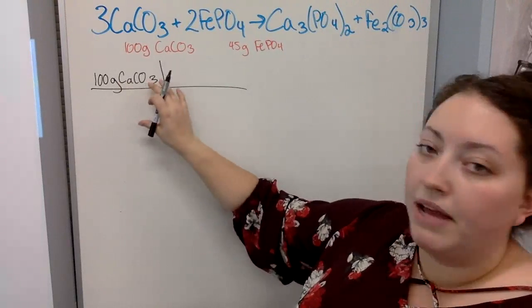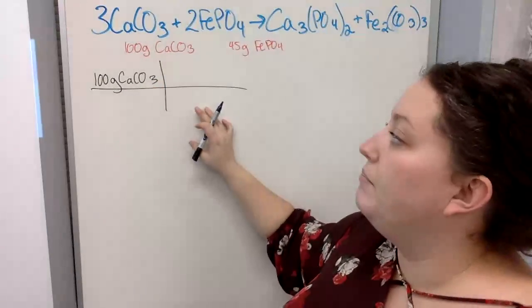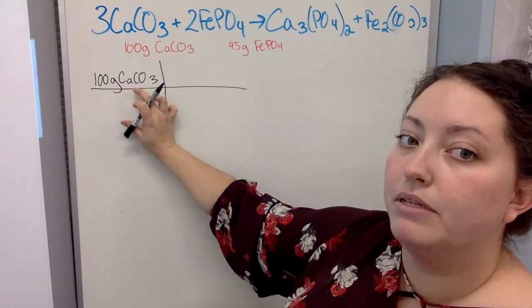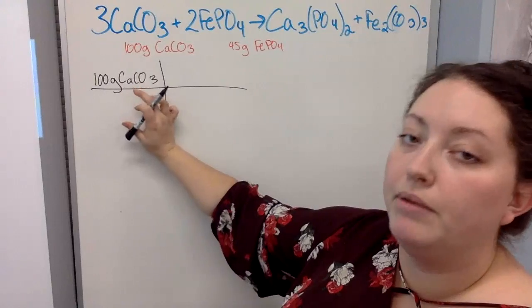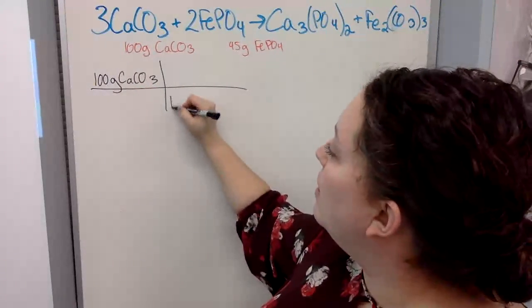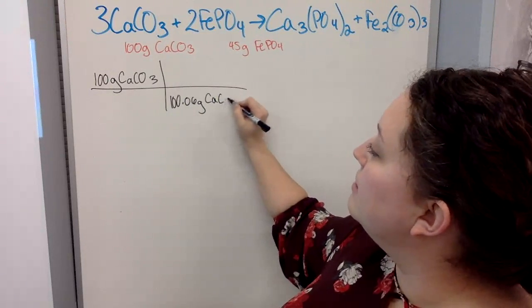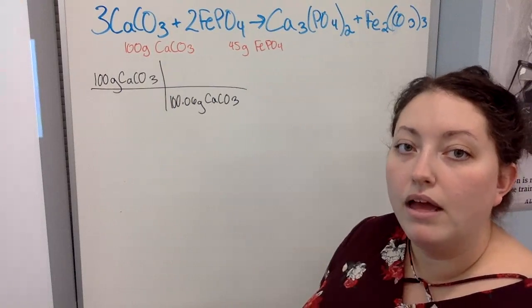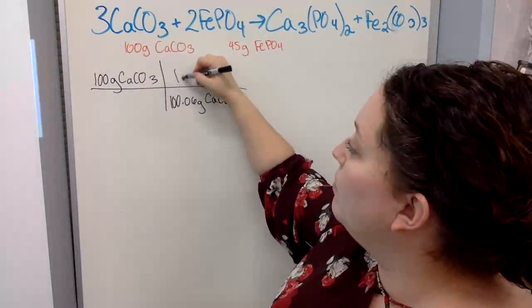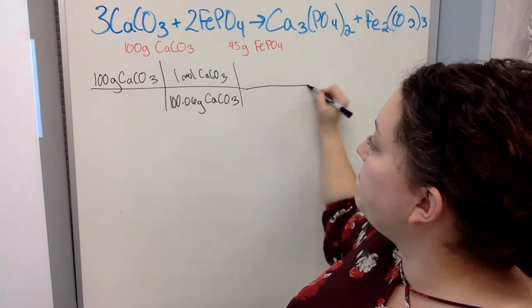So here you have grams of calcium carbonate, so grams of calcium carbonate goes on the bottom. You're going to have to add this up on your periodic table. So you add up 1 calcium plus 1 carbon plus 3 oxygens to get your mass. So that mass is going to be 100.06 grams of calcium carbonate. We know that the mass of anything is equal to 1 mole, so we can put 1 mole of calcium carbonate on the top.